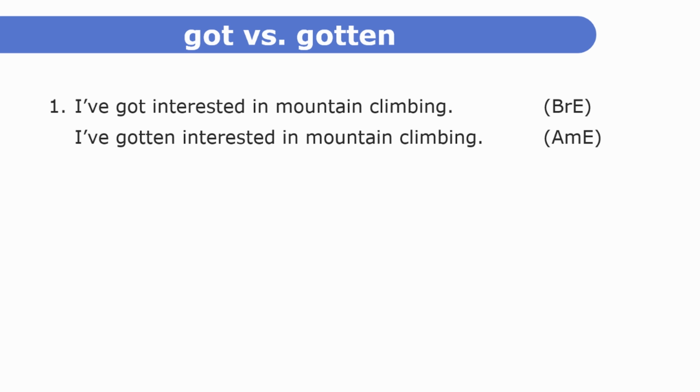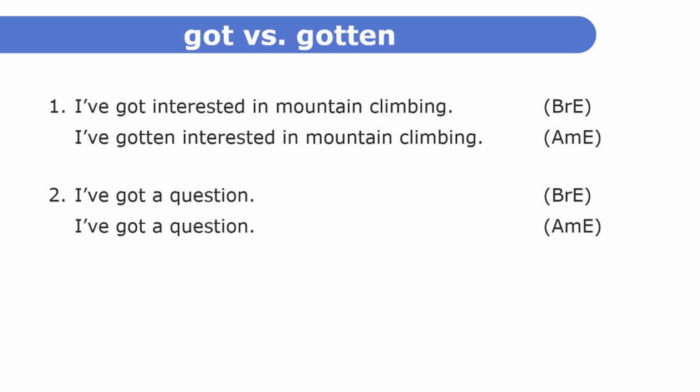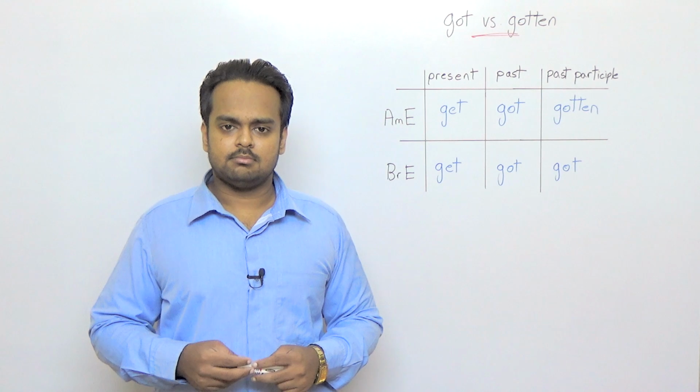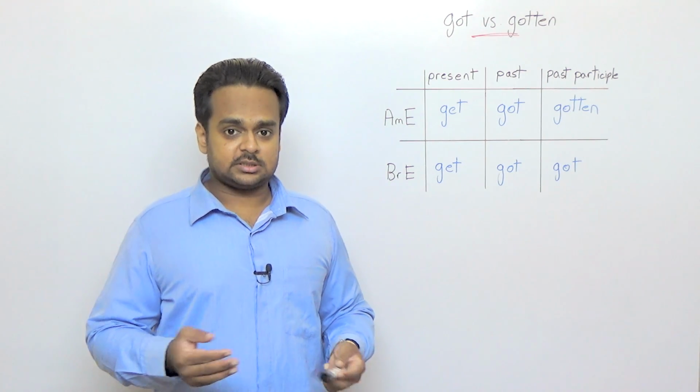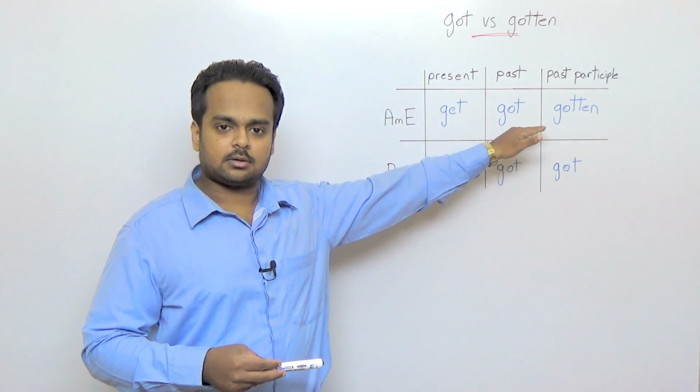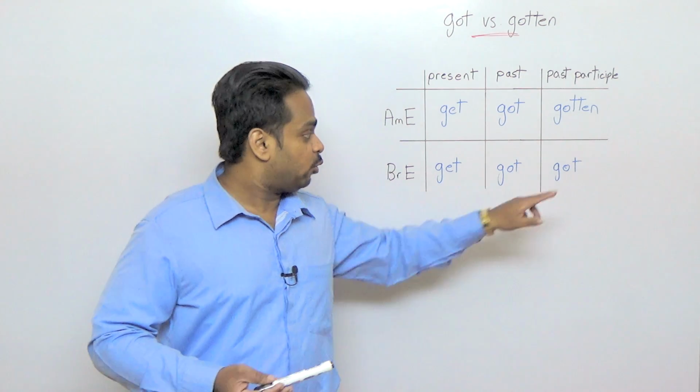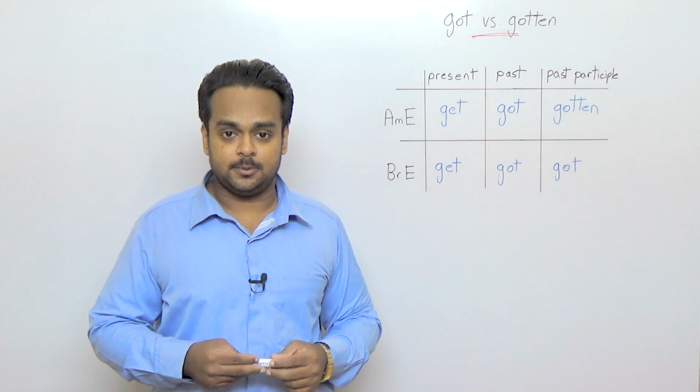But take a look at this sentence. I've got a question. This is British English. But in American English, the sentence is exactly the same. I've got a question. Or how about this example? Lois says she's got to leave. This is the same in British and in American English. But how can that be? We just discussed that in American English we use gotten, but I just showed you two examples where in American English we're using got as the past participle.